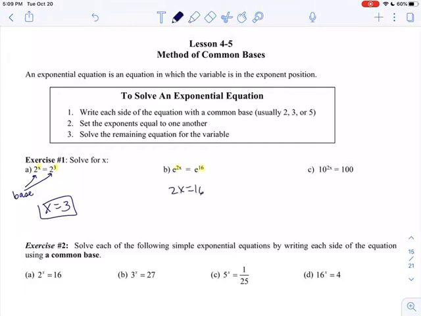So again, the bases are the same. So as long as my bases are the same, I'm just going to take those exponents and set them equal to each other. And then I solve for x. So I divide by 2, x equals 8. Done.